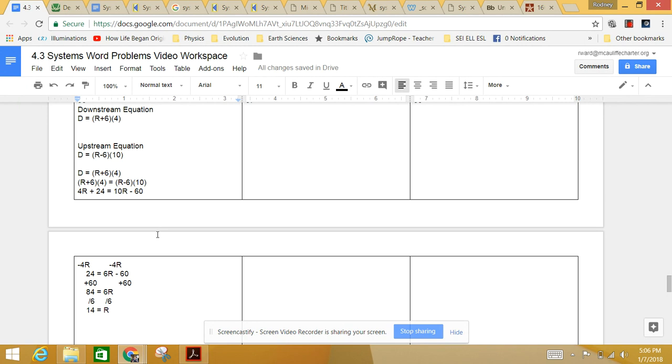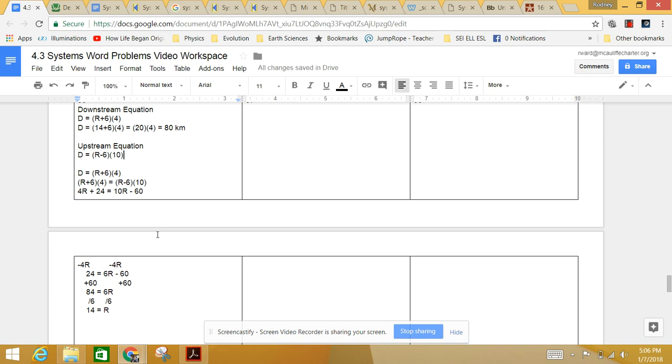Now I can go back and figure out what my distance was, even though the problem didn't ask you to. You know I'm going to. So let's do the downstream equation. Distance equals our rate, 14, which we just figured out, plus our current, because we're going downstream, and it took us 4 hours. So 14 plus 6 is going to be 20, and then 4 is still 4, so 20 times 4 is 80 kilometers.